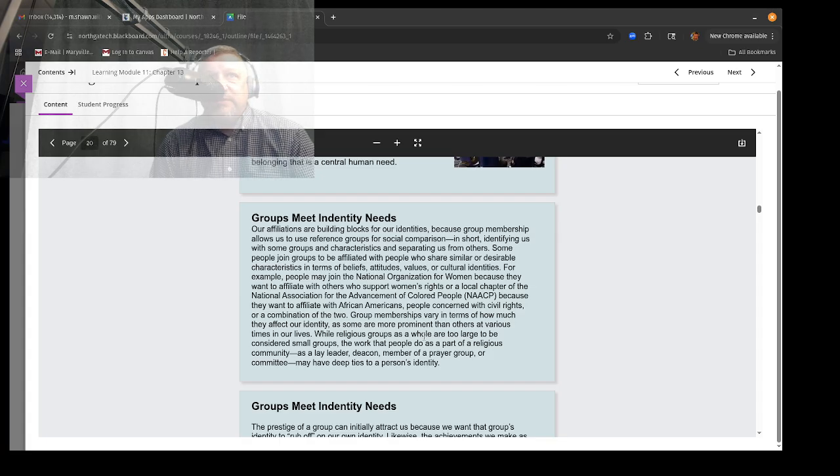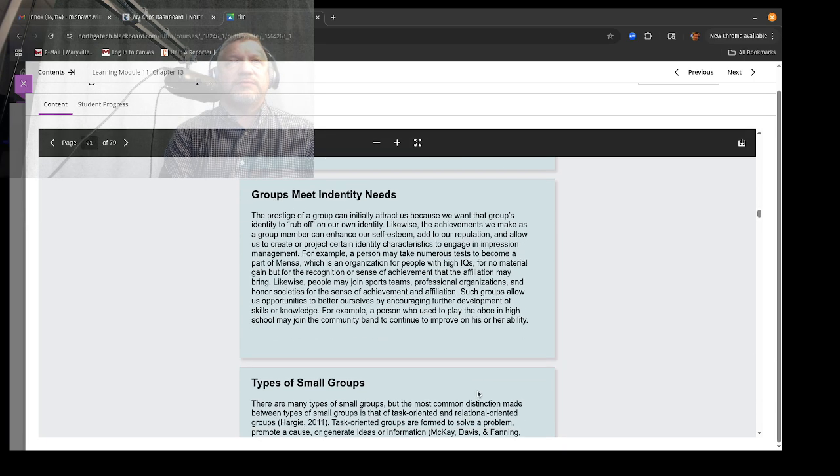Religious groups sometimes help us reach our identity needs as well. I mentioned earlier that my dad was a deacon. So, that's a part of this identity, who we are. The prestige of a group could rub off on us, right? We want to join a group because we believe it will make us look good. Sometimes achievements within the group help us enhance our self-esteem, add to our reputation, right?